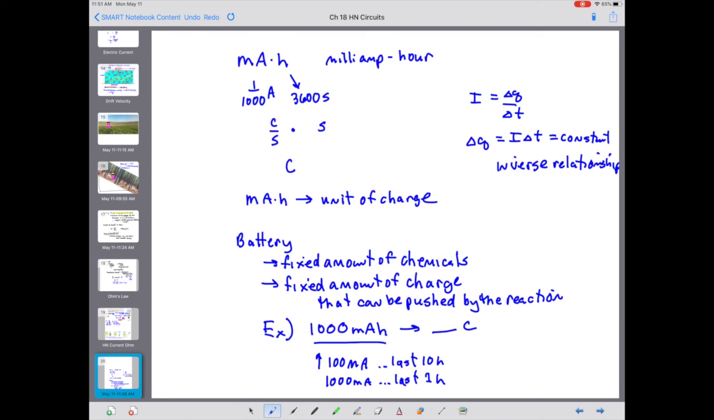And so you can do some mental math because one goes up, the other goes down, but the product is going to remain constant with that value of milliamp hours. And so that is used oftentimes with different batteries. And you'll explore that more in the problem solving.